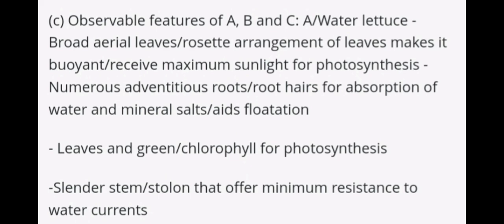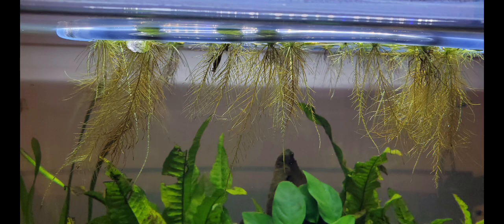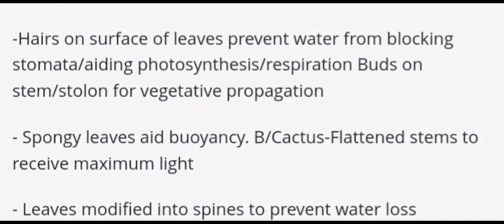And the slender stem or stolon offers minimum resistance to water currents. If the stem was big and thick, water would easily push it, but since it's small and thin, water can pass around it and move on. So the slender stem helps to resist water currents. Okay. The hairs on the surface of the leaves prevent water from blocking the stomata, which helps photosynthesis or respiration. The buds on the stem or stolon are for vegetative propagation. Then the spongy leaves aid buoyancy. All right.